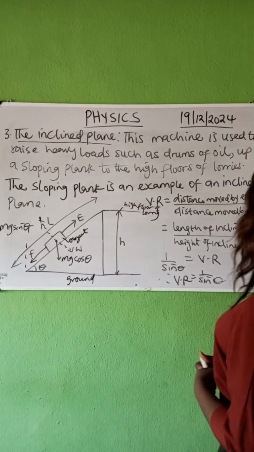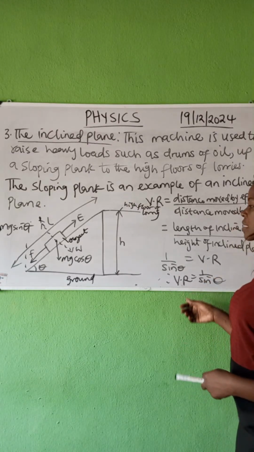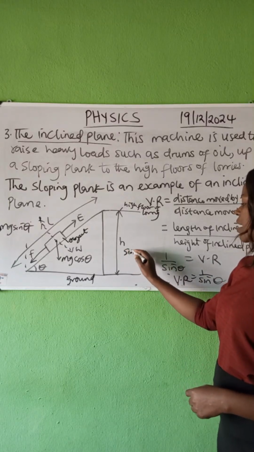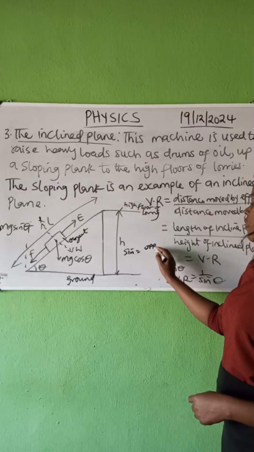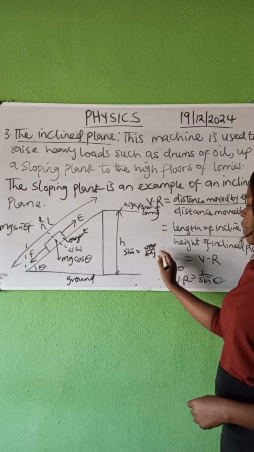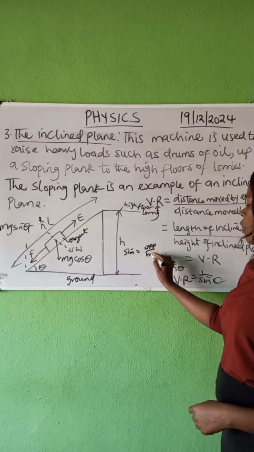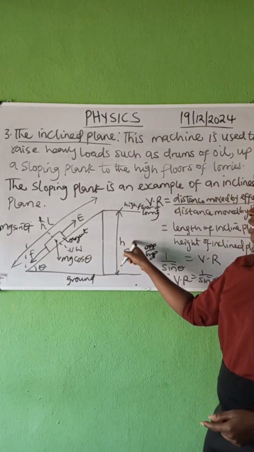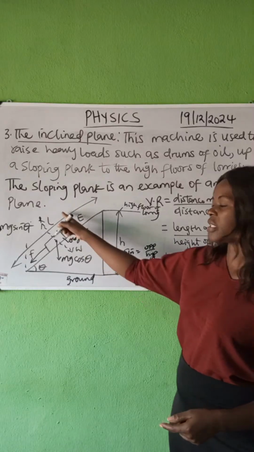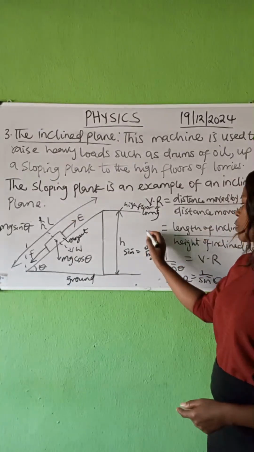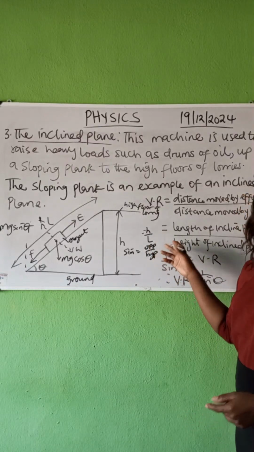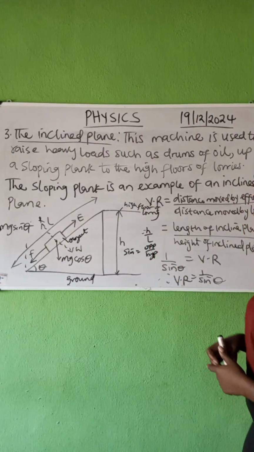Also, you may ask, why are we using sine instead of cos? Now, if you remember, sine theta, sine is opposite over what? Hypotenuse, right? Opposite over hypotenuse. Then, for this angle, the opposite is H, while the hypotenuse is what? L. So it's supposed to be what? H over L, right? But now, why are we having the inverse?